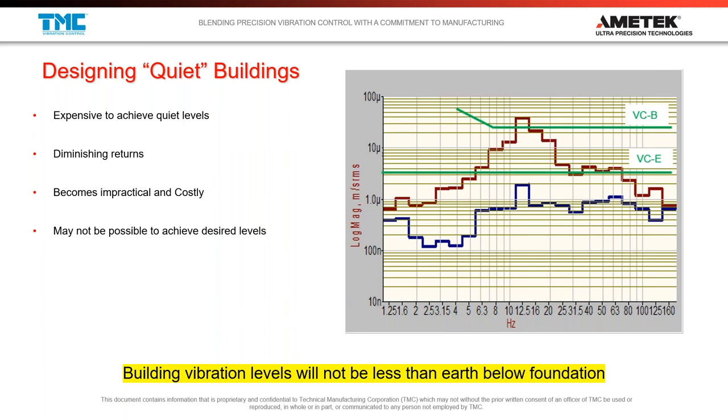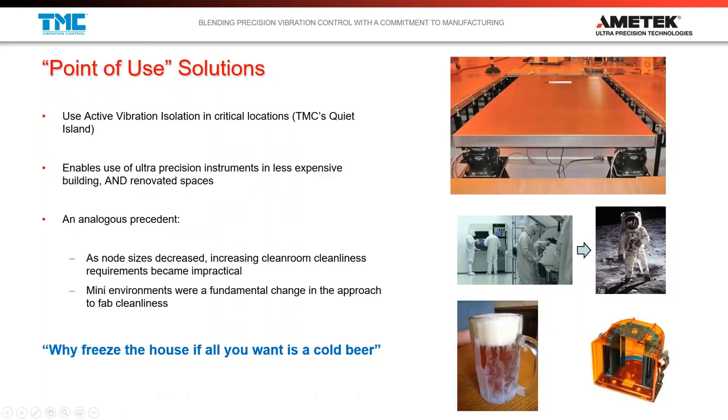So more and more we see this point of diminishing returns where it might be smarter and more economical to use point-of-use solutions. You use vibration control where you need it. You don't necessarily want to build a super massive building. Really, what you can do is save on your building costs and build a less massive building, and put vibration control only where you need it, using active platforms in less expensive buildings.